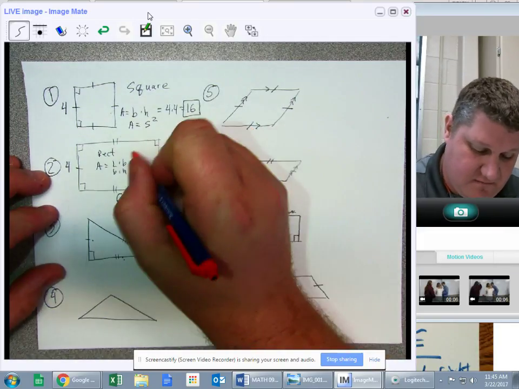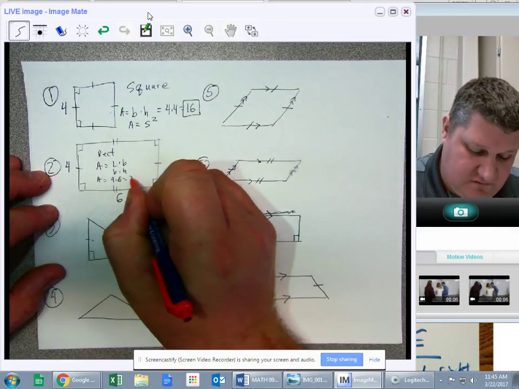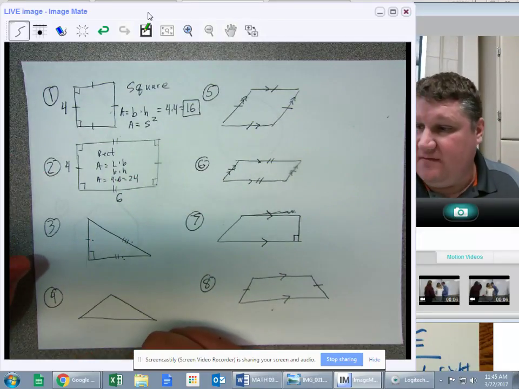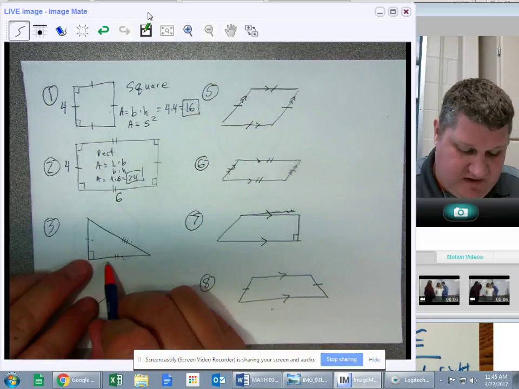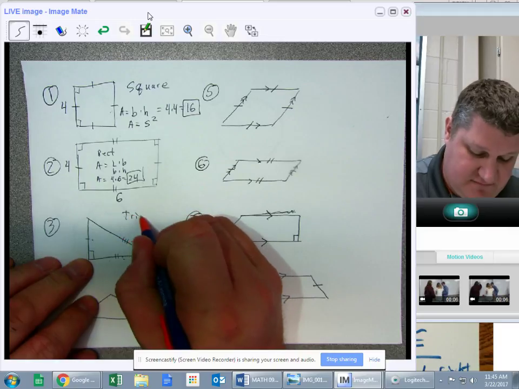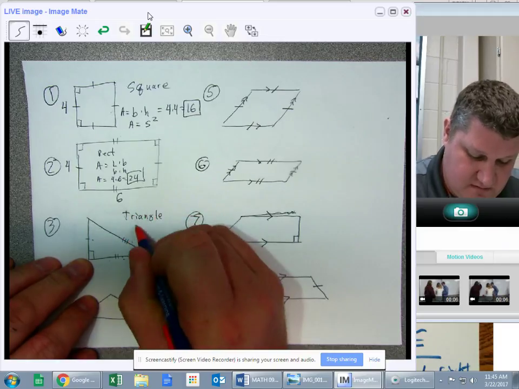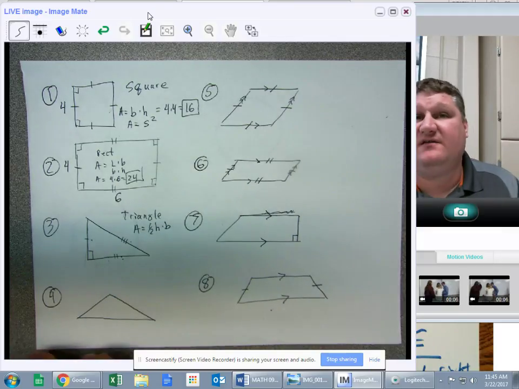That's right. So here we go. Area equals 4 times 6. The answer is 24. Okay, so with 24, we have an area. In this case, what shape is it? Triangle. What is the area of a triangle? Area equals half times height times base. There it is. Half base height, half height base.